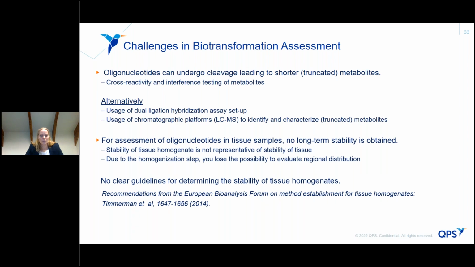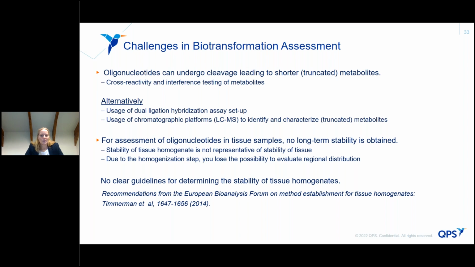Well, for the assessment of oligonucleotides in tissue samples, no long-term stability is obtained. And this is because the stability of the tissue homogenate is not really representative of the stability of the tissue. During the homogenization process, enzymes are released which could affect the stability of the homogenate and which does not nearly reflect the stability of the tissue.